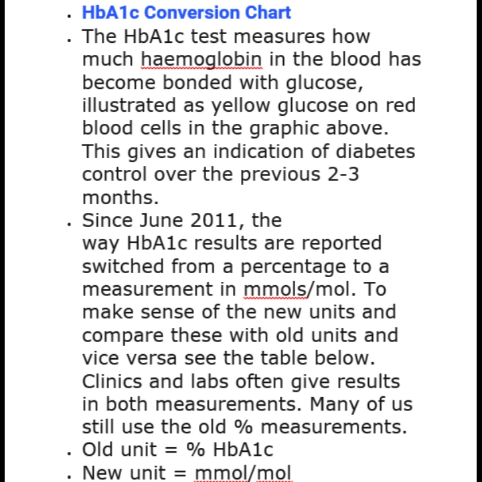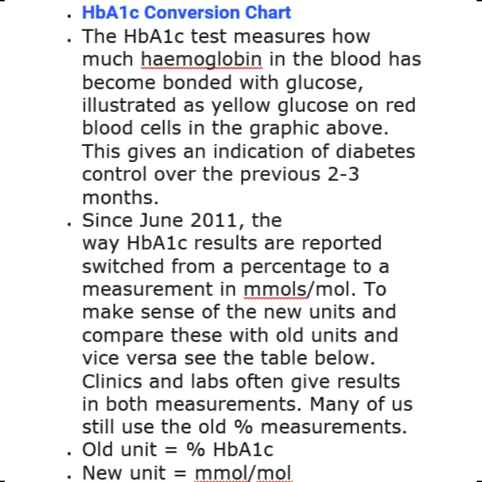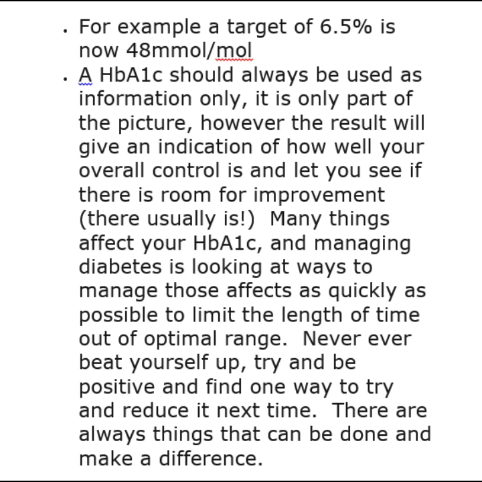Clinics and labs often give results in both measurements. Many of us still use the old percent measurements. Old unit equals percent HbA1c. New unit equals mmol/mol. For example, a target of 6.5% is now 48 mmol/mol.